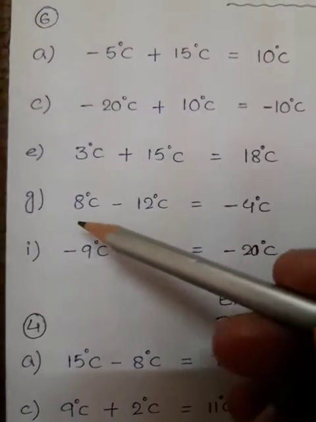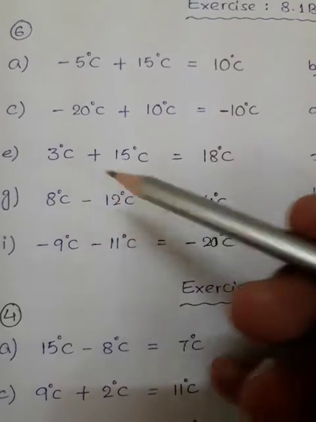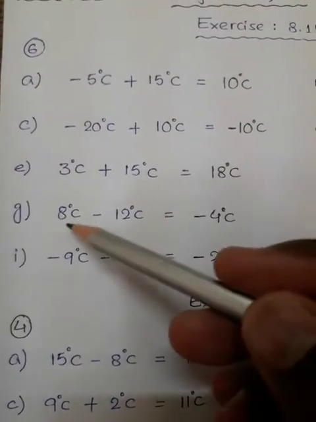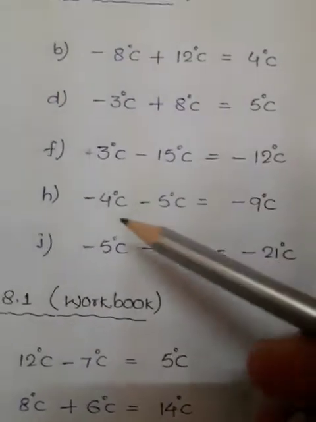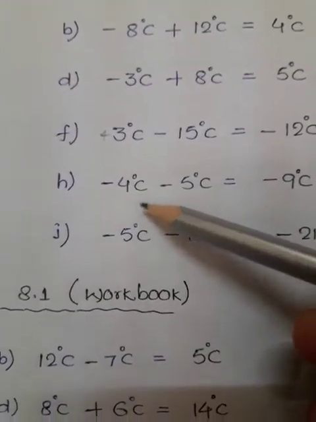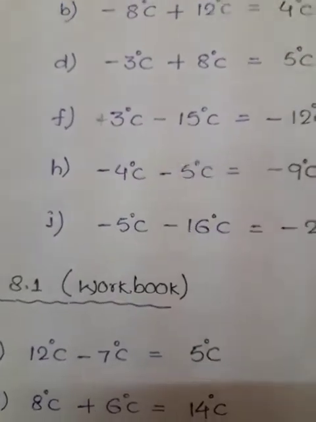So next is G. The temperature is 8 degrees Celsius. Falls down. Falls down means minus. Again 8 minus 12 equals minus 4 degrees Celsius. Okay. H: the temperature is minus 4 degrees Celsius. It falls down. That means minus. Again both are the same symbol. So both are the same symbol means we should add.